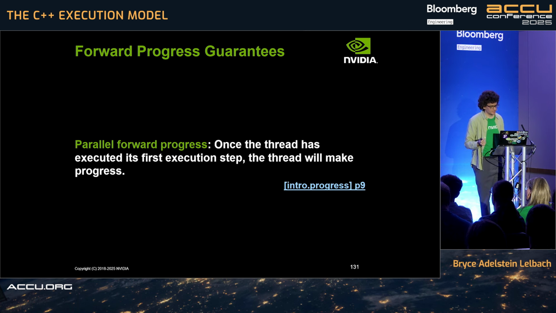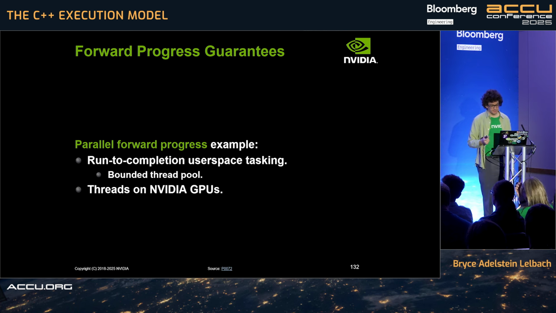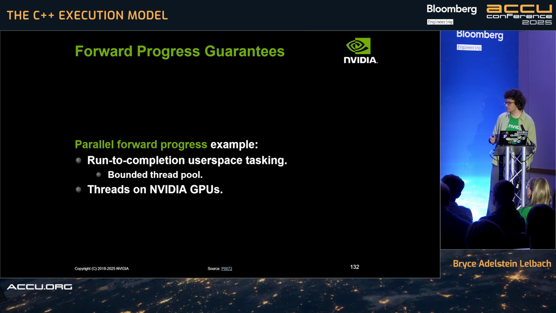Parallel forward progress gives you the guarantee that once the thread has executed its first execution step, the thread will make progress. So once it is started, it will run to completion. Examples of parallel forward progress include tasking frameworks where tasks cannot be interrupted, such as a bounded thread pool, or threads on NVIDIA GPUs.